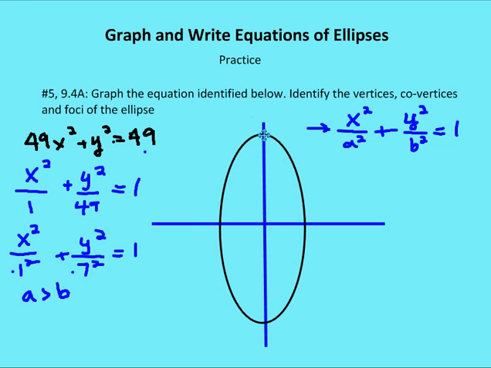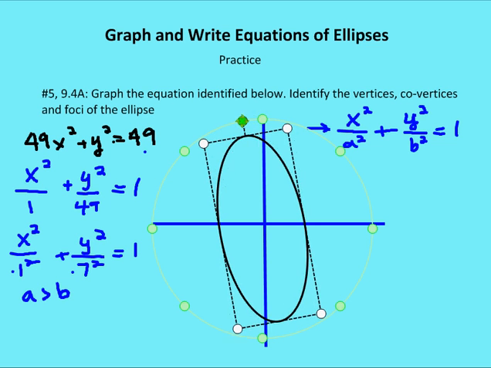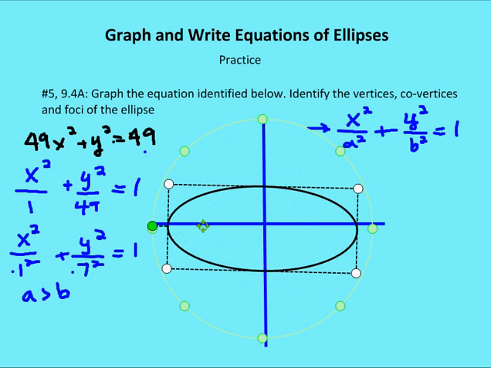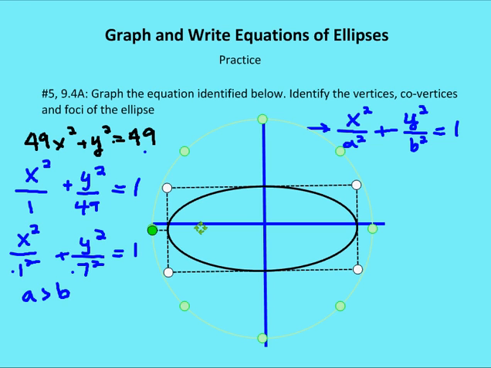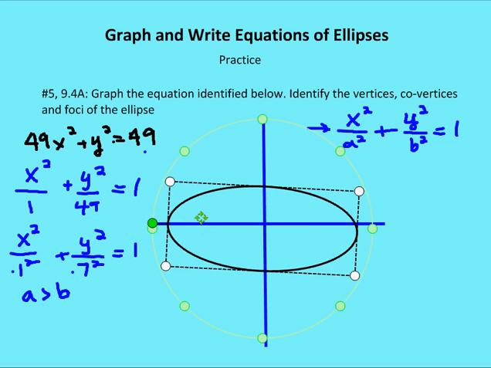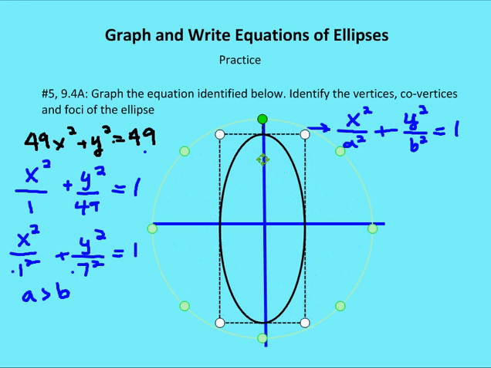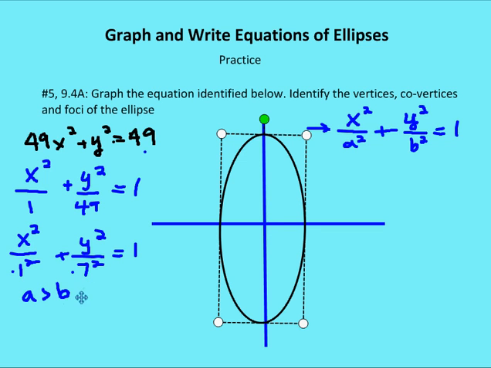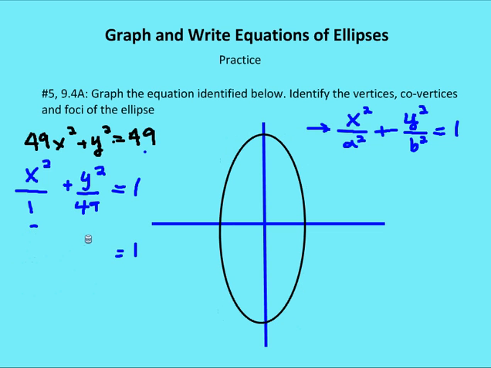However, if the a squared value were larger underneath the x squared value, then the ellipse would be oriented something like this, with the major axis running horizontally through the elongated portion of the ellipse. But in this case we have it correct. We'll leave the ellipse situated here. In this case, we know that the origin is going to be the center of the ellipse.